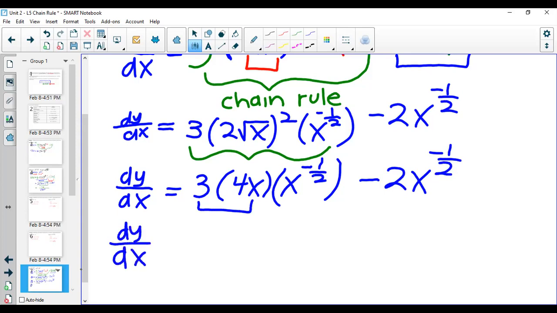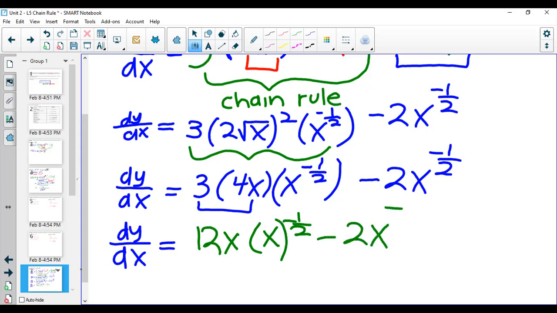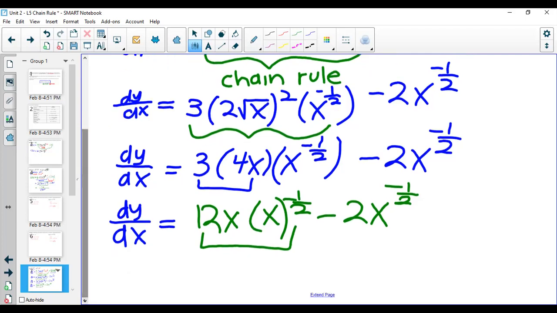So I can do piece by piece, choosing what I combine piece by piece. I have 12x times x to the power of -1/2 minus 2x to the power of -1/2. Now, when we solve completely, if we combine our like terms, so remember, for this part, the product, you can add the exponents to solve for this.